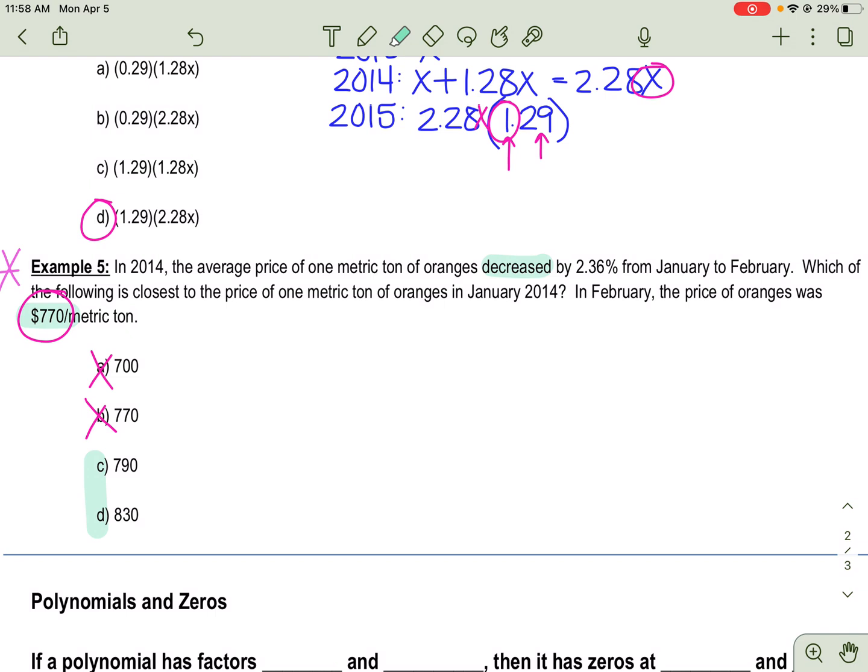And that's one thing you're going to want to do, is try to get rid of any answers if you can. I'm already down to a 50-50 shot, even if I have no clue how to do this problem, because it had to be higher in January.